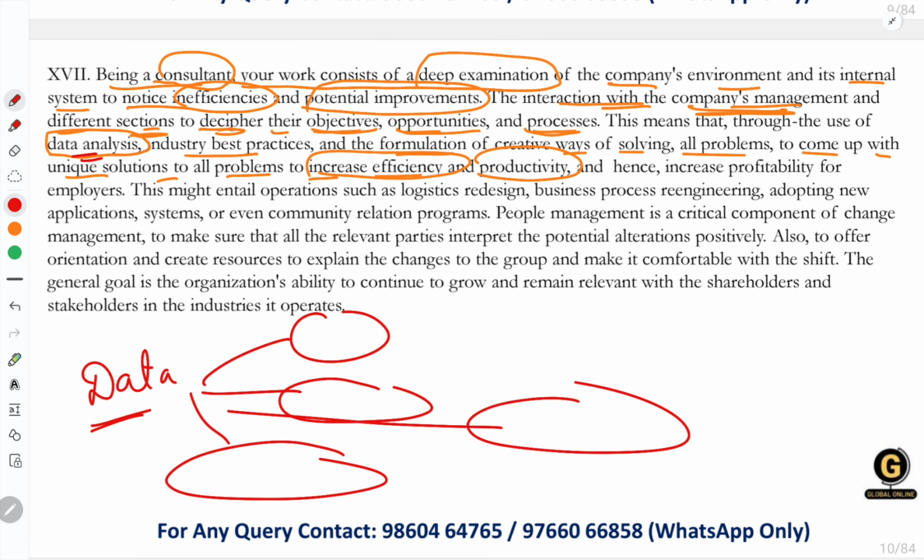Now moving ahead, and hence by increasing the efficiency of the employees in the company, by increasing the efficiency of the process and productivity in the company, we can increase the profitability for the employer. Okay, this is what is given. What is next? Not the next passage, the next part of the passage. This might entail operations such as logistic redesign, business process re-engineering, adopting new application systems, or even community relation programs.